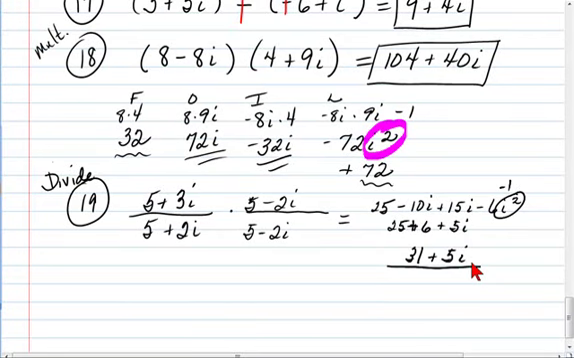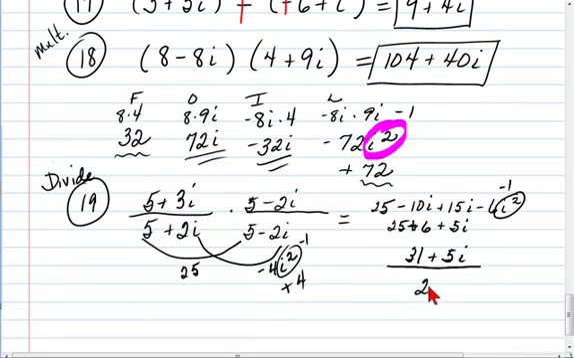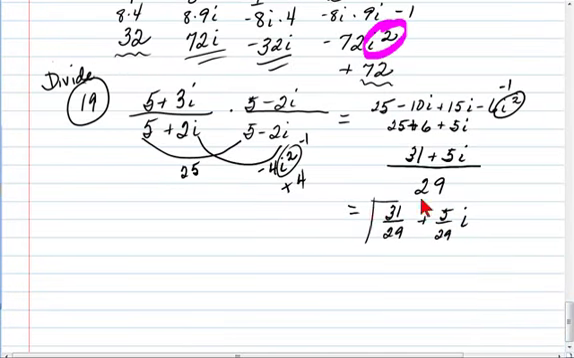the denominator conjugates. 5 times 5 is 25. That gives me negative 4i squared, but we know that i squared is the same thing as negative 1. That turns into plus 4. 25 plus 4 is 29. When you check your answers, it will not look like this. It will look like 31 over 29 plus 5 over 29i. If either or both of those fractions could be reduced, you should do so.